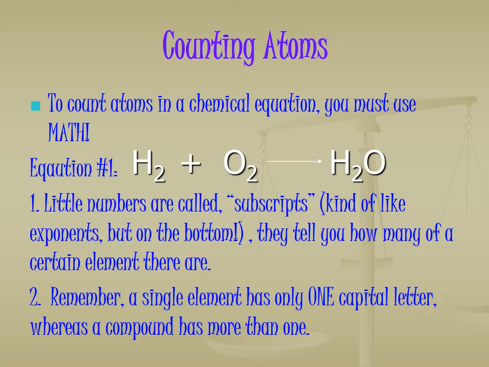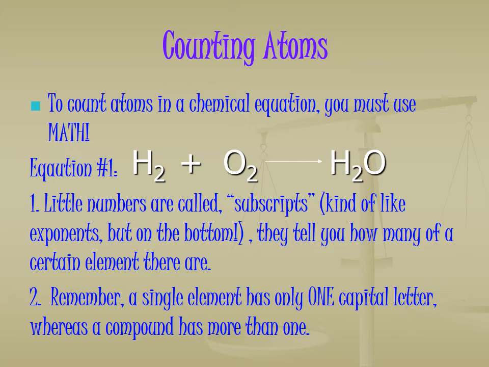Okay, so equation 1. We are first going to look at a reaction between hydrogen and oxygen. This reaction between hydrogen and oxygen is going to create water, H2O. Before we start dissecting the little numbers and the letters, we need to figure out what they're called. The little numbers are called subscripts. They're kind of like exponents because they're little, but they're on the bottom instead of up on the top. One way I like to remember that is sub, the B in sub, bottom, and also submarine. Submarines go down towards the bottom.